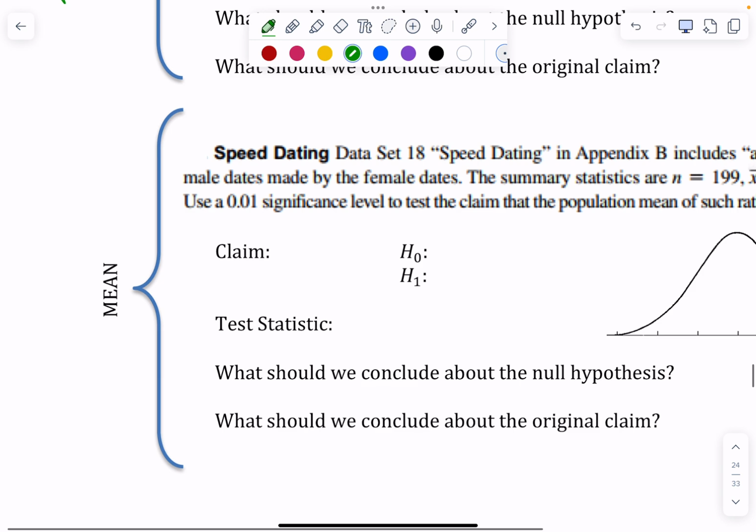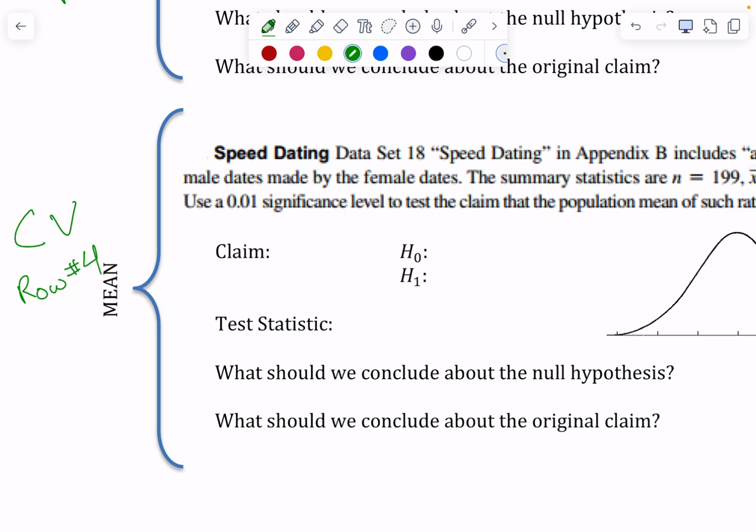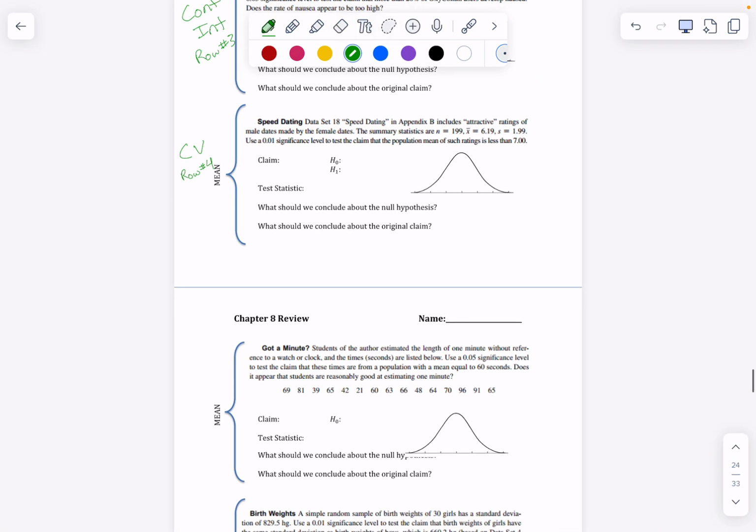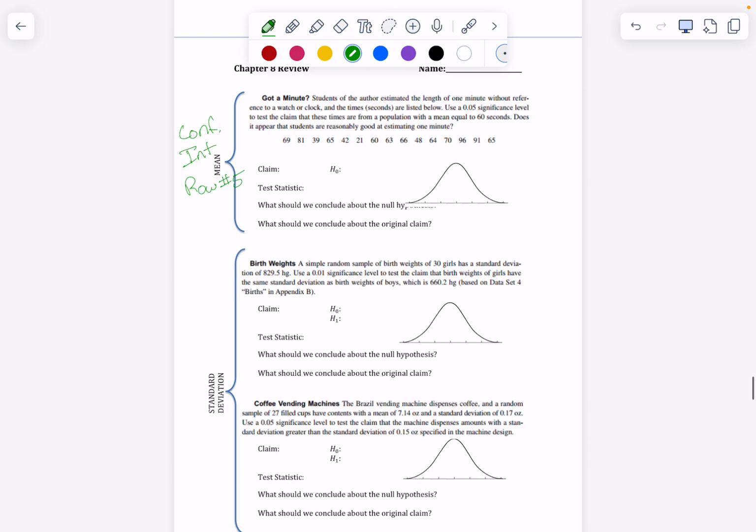Speed dating for mean. Do this critical value style, and that is row number 4. The next one is confidence interval style, and that is row 5. We see how this works? The last 2, standard deviation, we'll do critical value here and confidence interval here, which would be rows 6 and 7. Does that make any sense? Row number 6, row number 7.